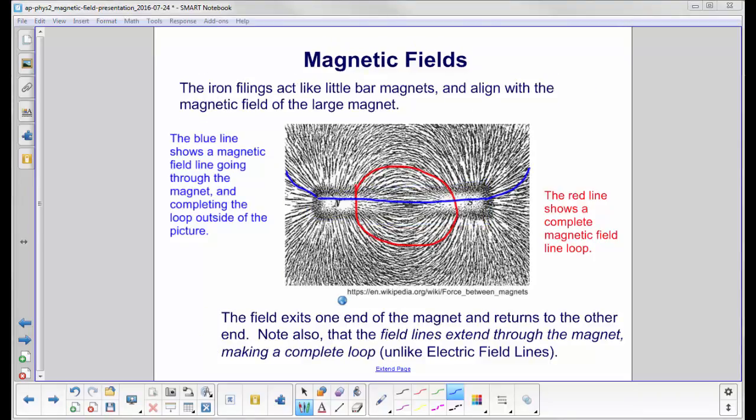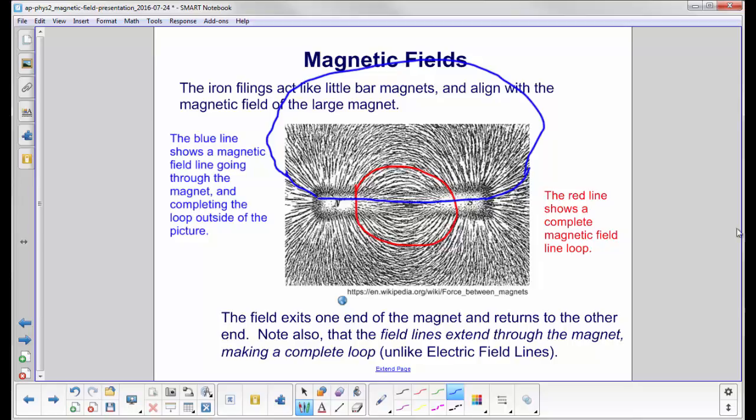Because iron is a magnetic material, it will act like little bar magnets in the presence of a magnetic field. They will align with the magnetic field of the large magnet. The field exits one end of the magnet, see, leaving here, and returns to the other end. And it comes back after going like this. We ran out of room on a little slide, but it goes something like this, and it comes back there. And also note, the field lines go through the center of the magnet, making a complete loop.